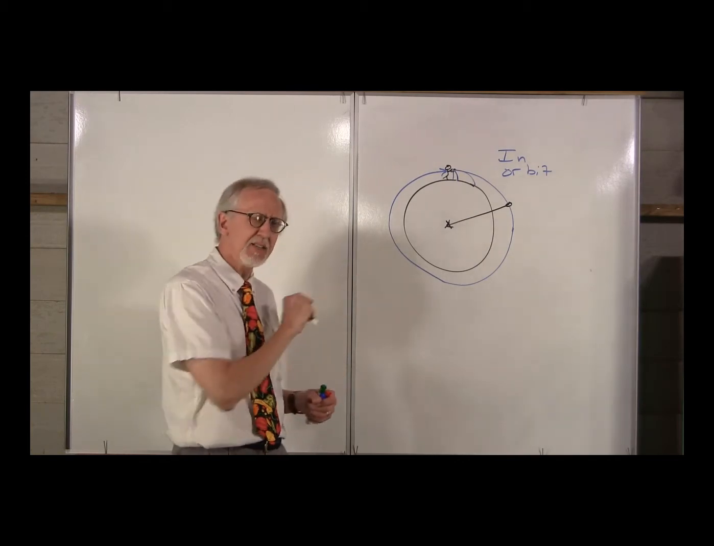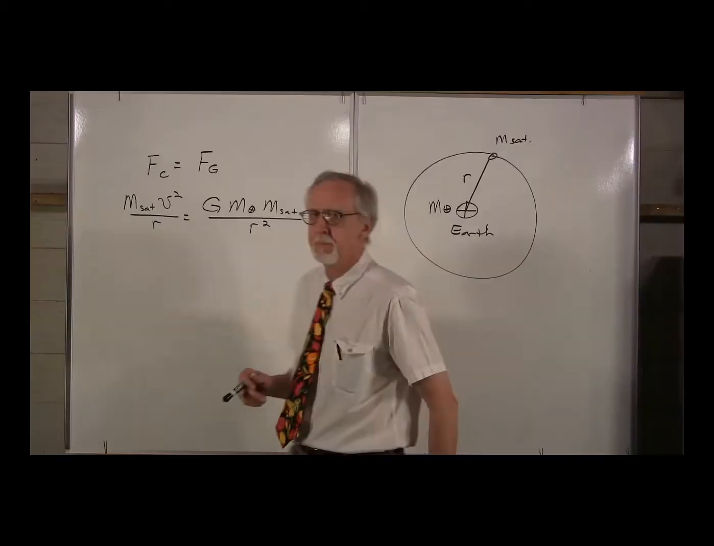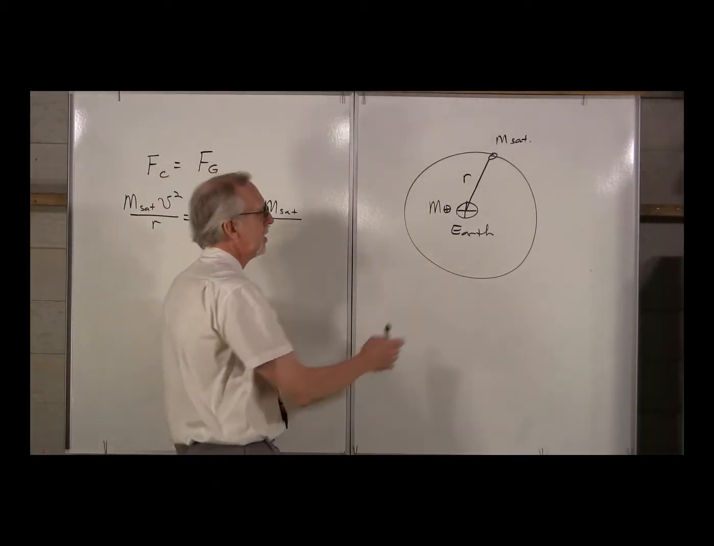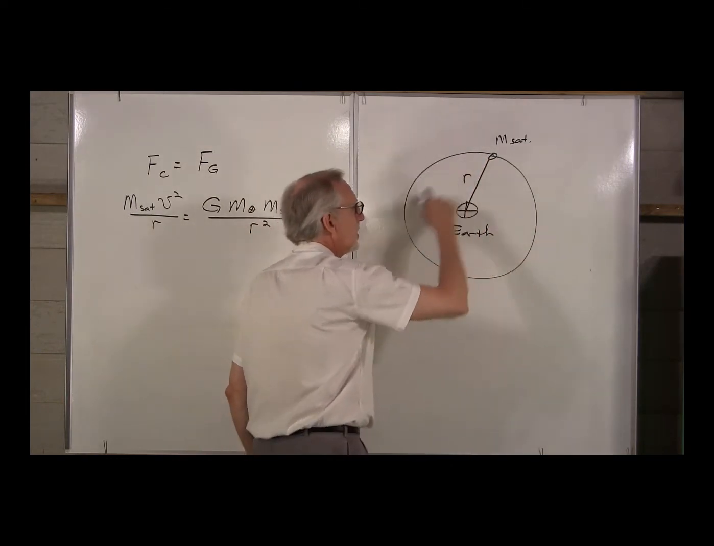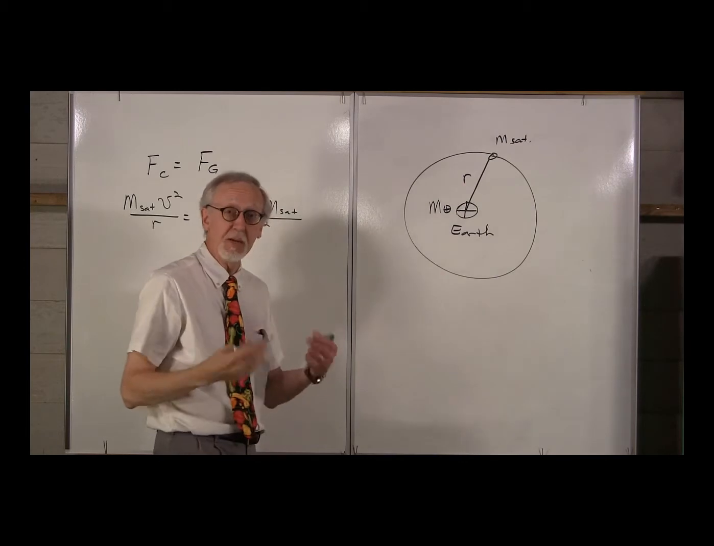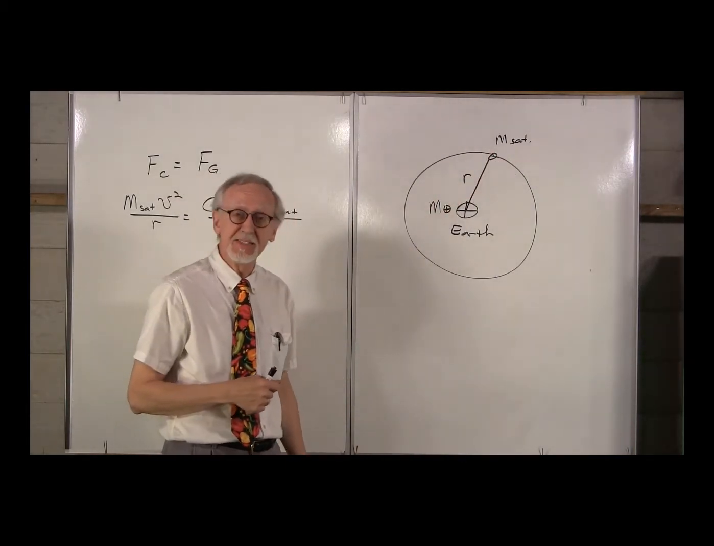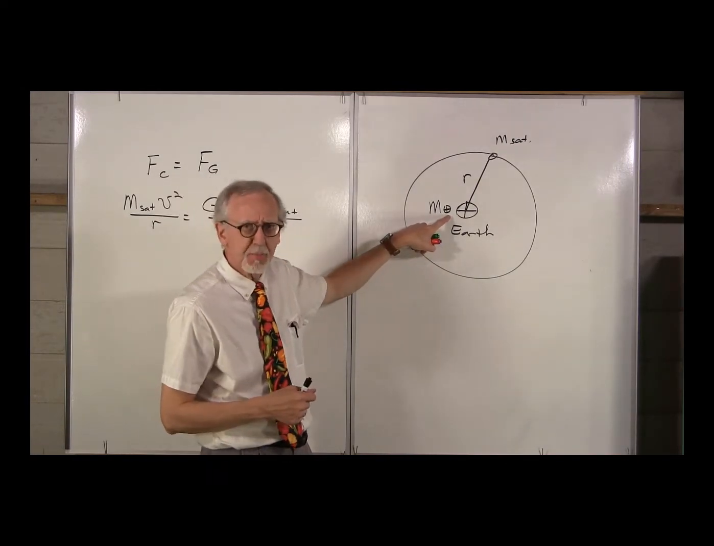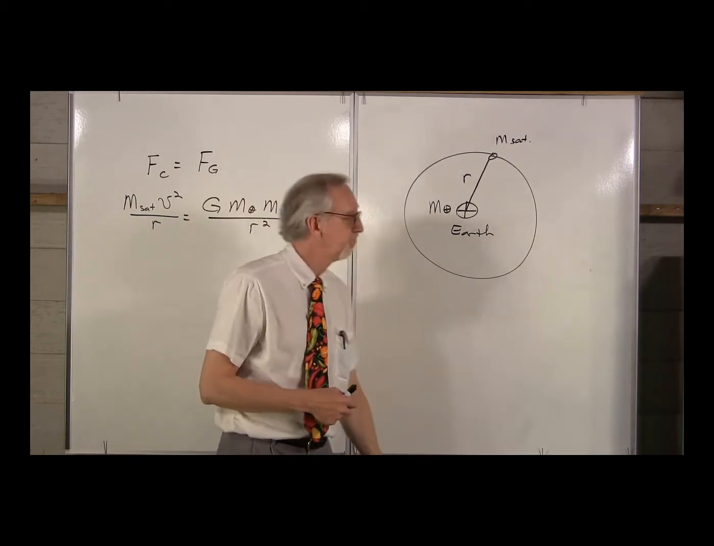Very good. Let's stick some variables in here, and then we'll stick some numbers in there. Let's imagine that we have a satellite in orbit around the Earth. So here's the Earth. Here's a satellite going around the Earth in uniform circular motion at some speed v. Let's imagine the satellite has a mass of m sub sat, mass of the Earth, m sub Earth. Remember that astronomical symbol for the Earth. And let's imagine that the orbit has a radius r.